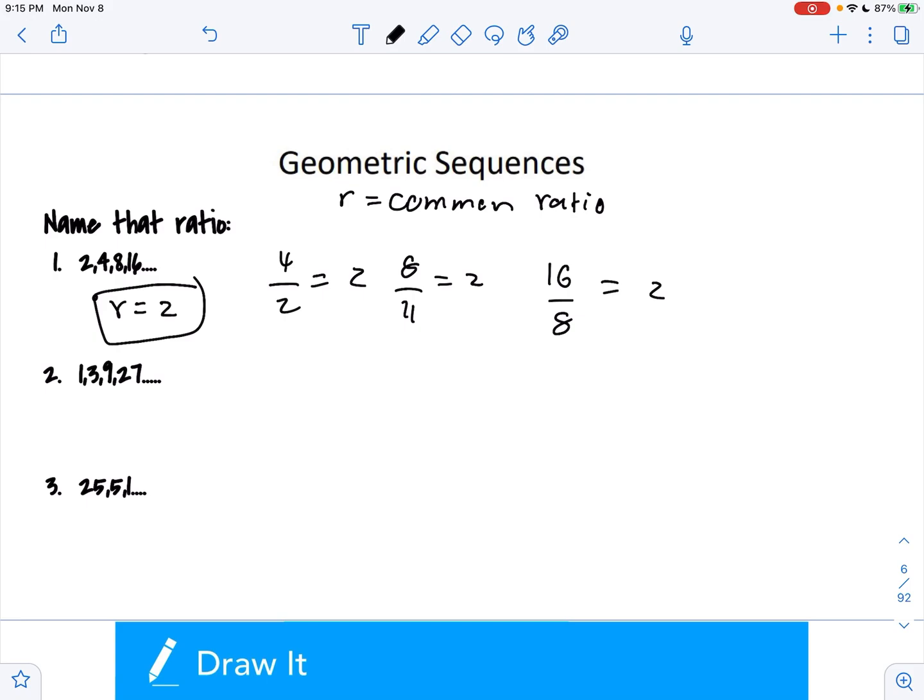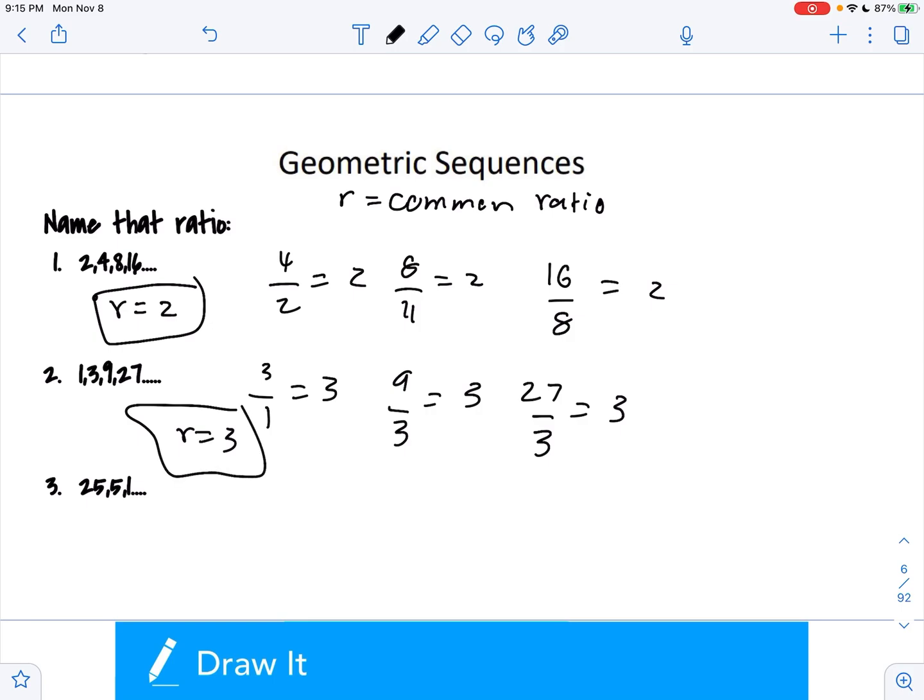Now this next one. Take 3 divided by 1, you get 3. Take 9 divided by 3, you also get 3. You take 27 divided by 9, also get 3. So R, the common ratio, is 3.